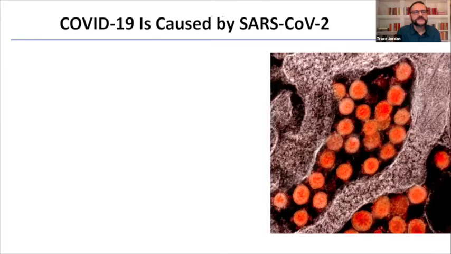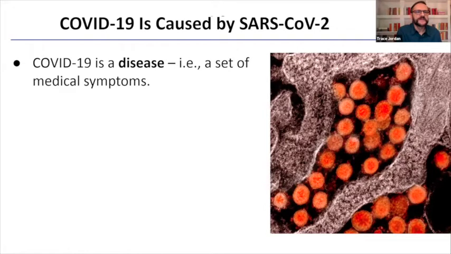At this point, it's important to distinguish between a disease and the causative agent of the disease. For example, COVID-19 is a disease. It's a set of medical symptoms that would be recorded by a doctor in a hospital.